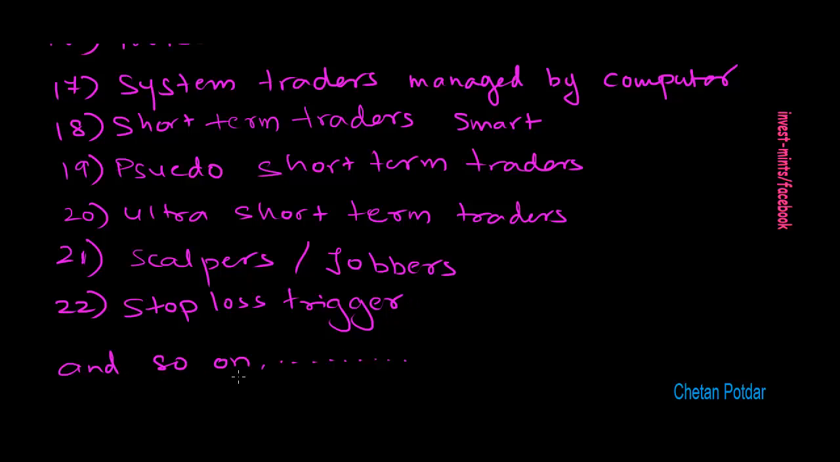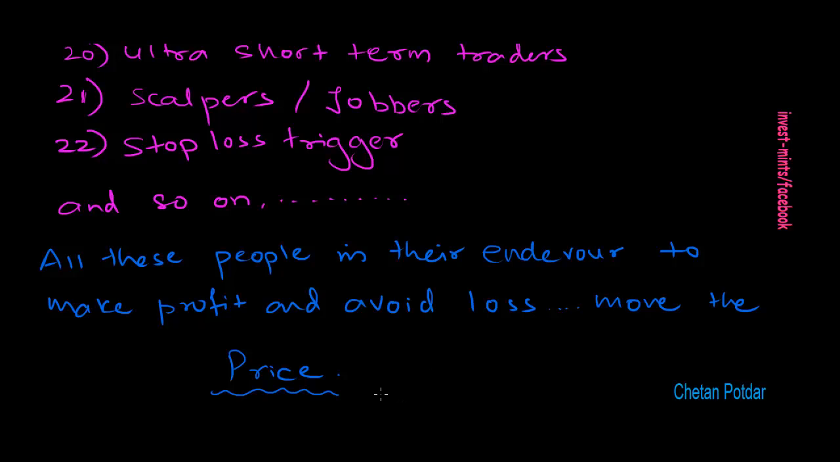So this kind of goes on and on, but these are the basic ones which I wanted to share with you. So if you ask me why the price moves up and down, it is because all these people, in their endeavor to make profits and avoid losses, end up buying the stock and then selling the stock and then buying it again and selling it again. So the market basically moves because of demand here and supply, and then demand again and supply, by all these parties put together. It is a collective decision of all these people who are trying to move the price.